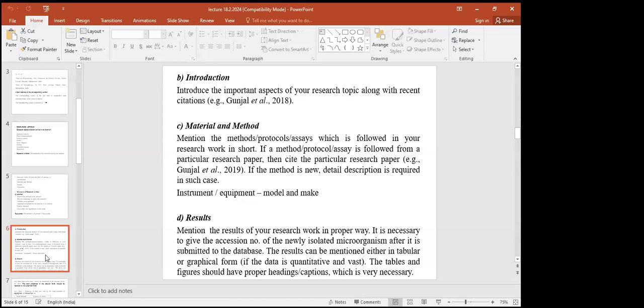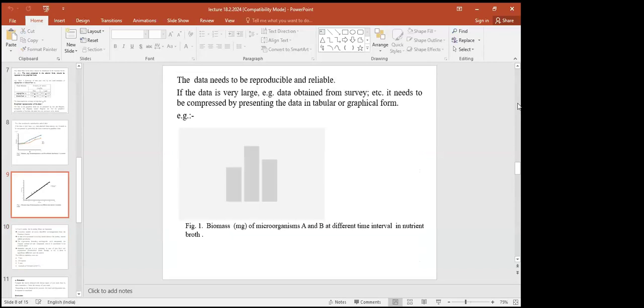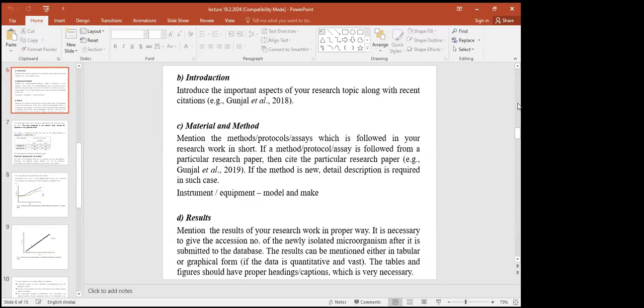Materials and methods have to be described properly and in detail. As I said, if it is a new method, then a complete description has to be given so that a third person is able to understand what is there in the related aspect of the paper.